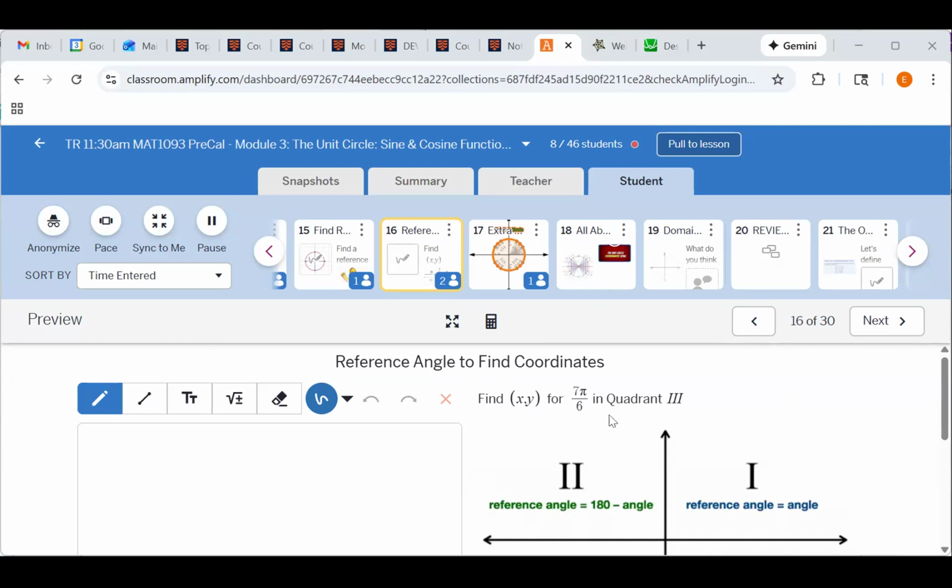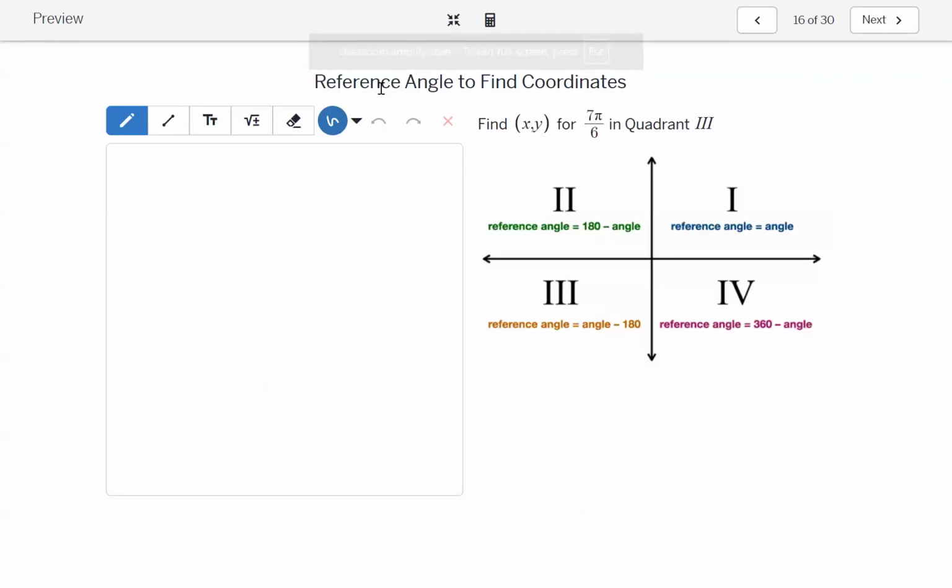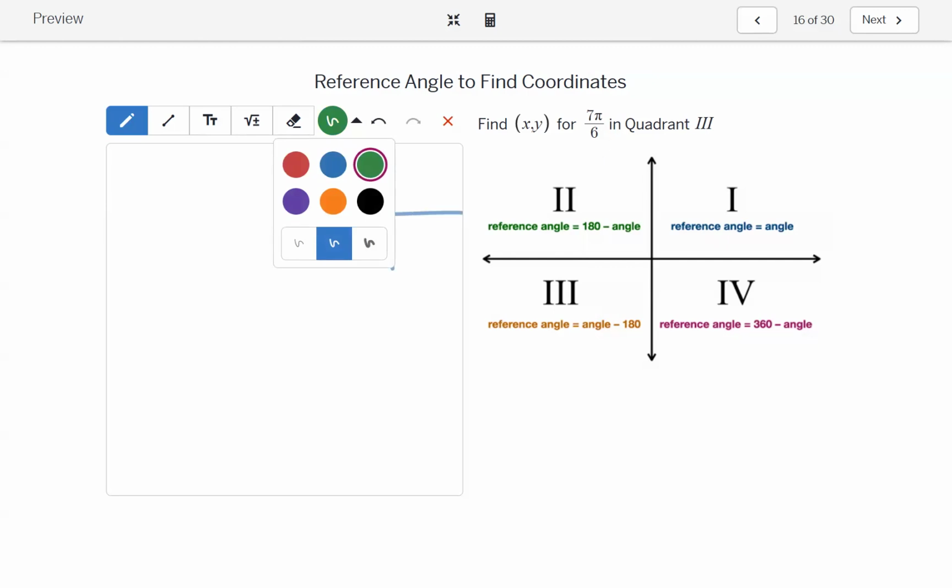All right, so when last we left off, we were looking at this question. I think we had finished it. So we wanted to find the reference angle and then use that to find the coordinates for 7 pi over 6. So I'm just going to run through it real quick. The reference angle, remember, is the angle between the terminal side and the x-axis. So 7 pi over 6 is in quadrant 3. So if I draw a picture of that, it's going somewhere down here.